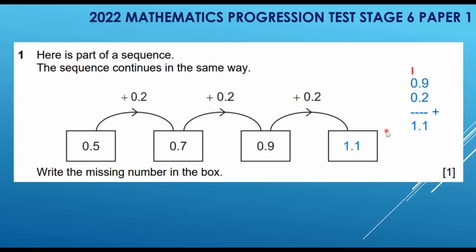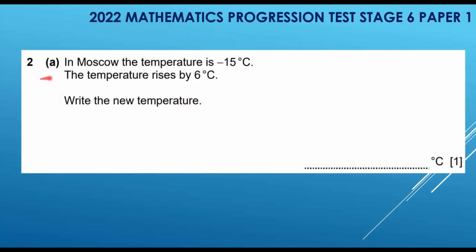Next, question 2. In Moscow, the temperature is negative 15 degrees Celsius. The temperature rises by 6 degrees. Write the new temperature. Let's see the answer. If you haven't finished, you may pause this video for a while.